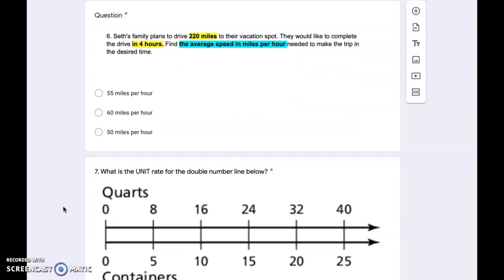Number 6. Seth's family plans to drive 220 miles to their vacation spot. They would like to complete their drive in 4 hours. Find the average speed in miles per hour needed to make the trip in the desired time. 55 miles per hour, 60 miles per hour, or 50 miles per hour.